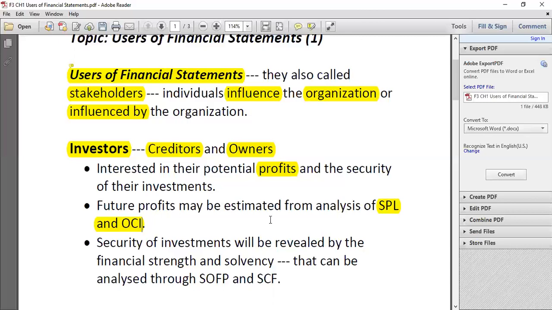So why is it important? When the company is operating, the company will be using the money of owners and shareholders, and it will also be using the money of creditors.